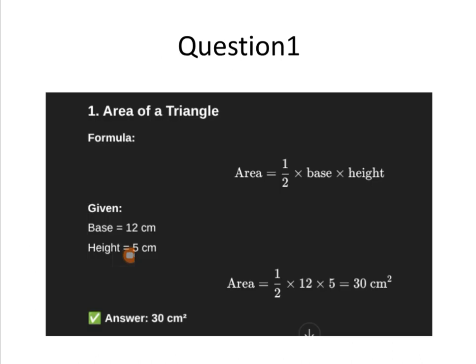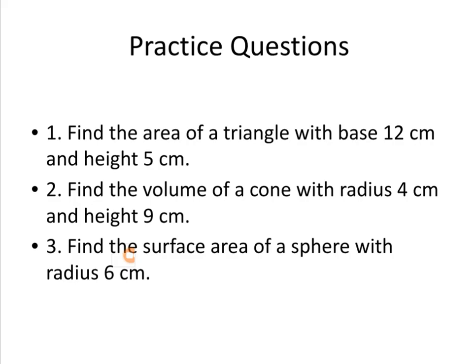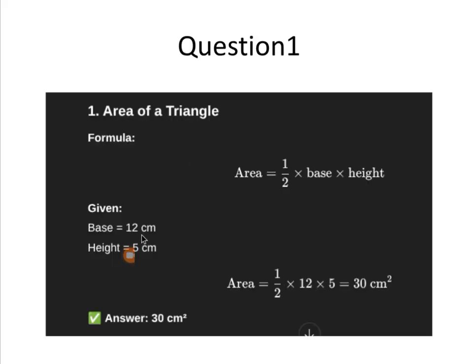Question 1, area of a triangle. The formula is area equals half times base times height. The base is 12 centimeters and the height is 5 centimeters, already given in the question. So just sub in 12 and 5 in the formula. Area equals half times 12 times 5 equals 30, and the answer is 30 centimeters squared.